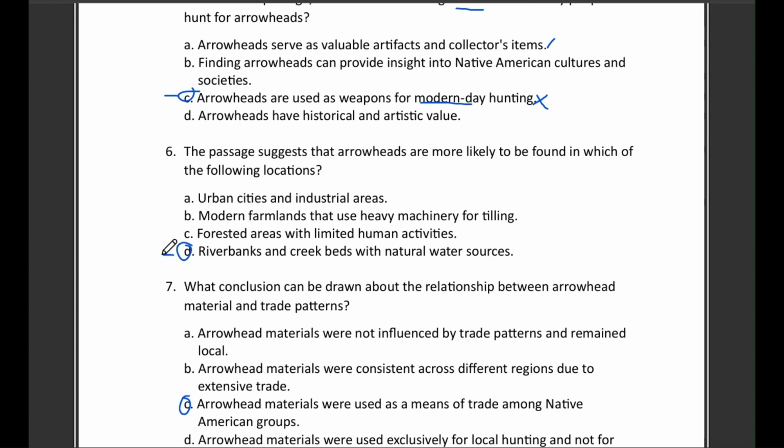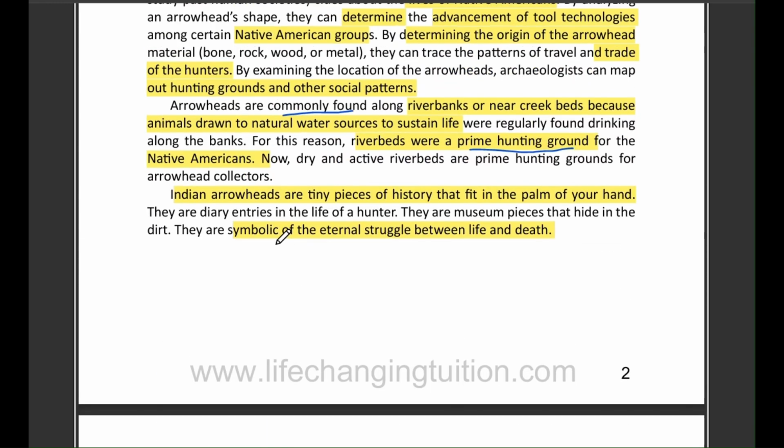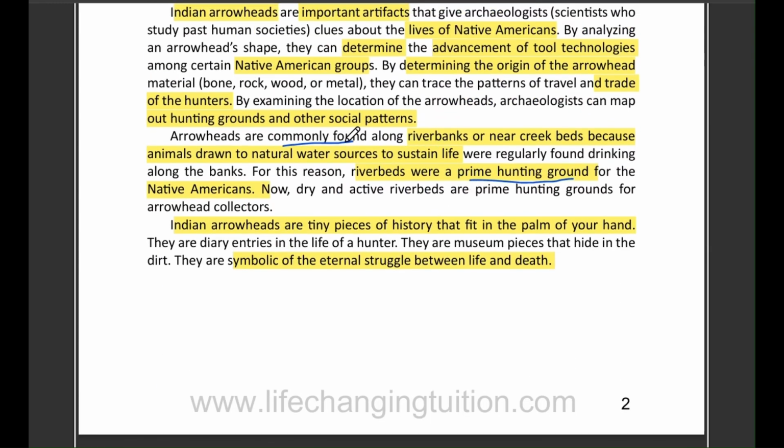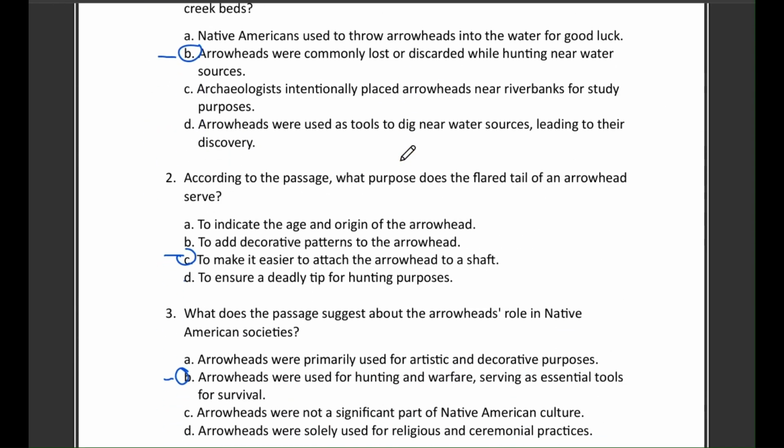The correct answer is option D. Riverbanks and creek beds with natural water sources. Again, we see that Native Americans would frequently hunt near places where water was readily available. These were locations where animals would gather and thus became prime locations to find ancient arrowheads.